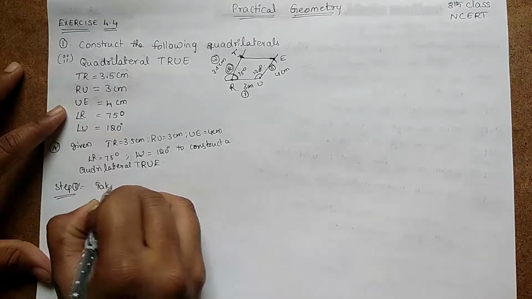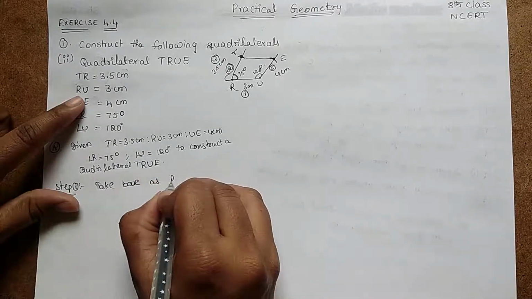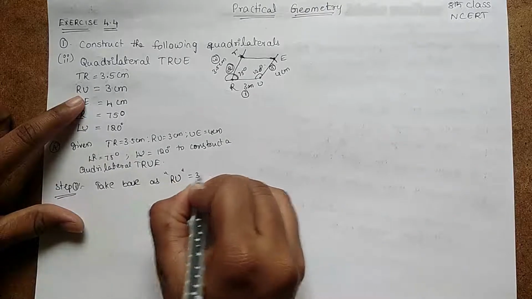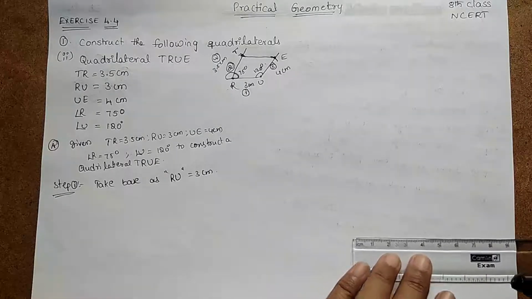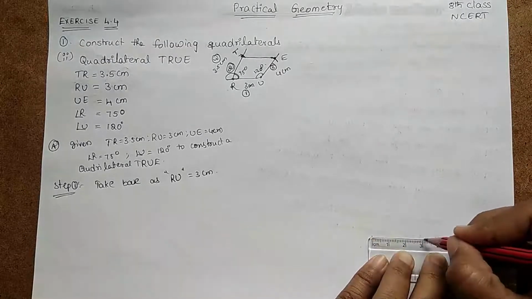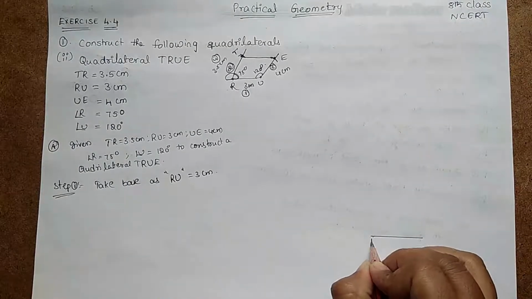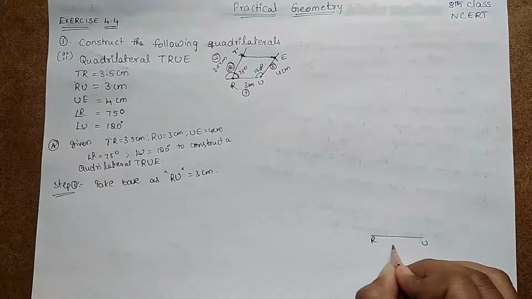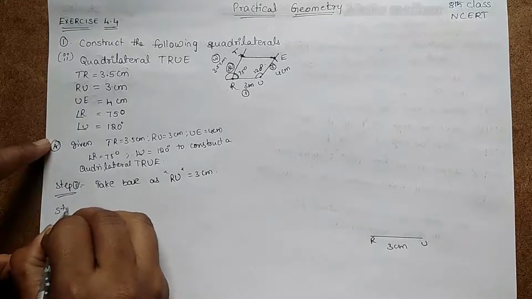So now step 1. Take base as RU is equal to 3 centimeters. Now take the base RU, 3 centimeters. Now take the help of a scale and mark R and U. This is R, this is U with 3 centimeters. Now step 2.